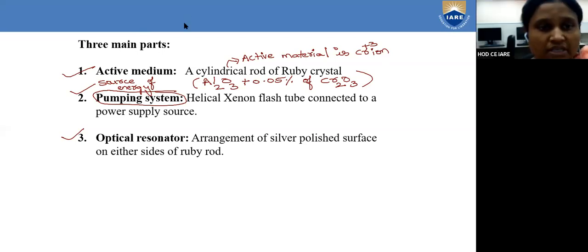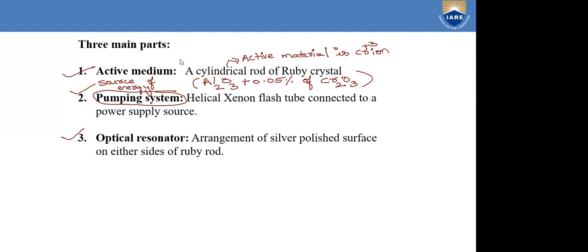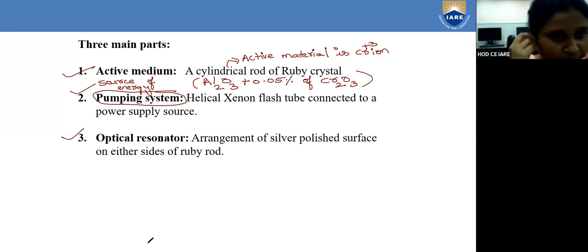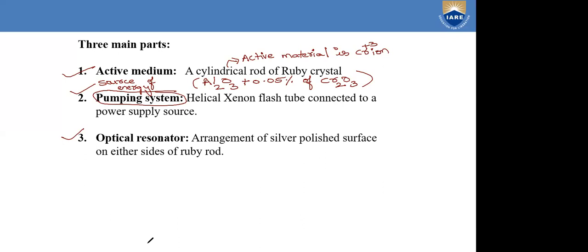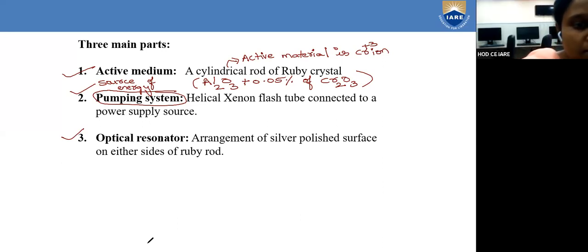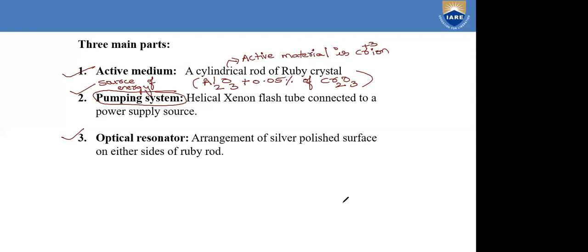Finish, students. Have you taken this? You're not able to hear me properly. Now, are you able to hear me? Yes, ma'am. Is it clear? Still disturbance is there.